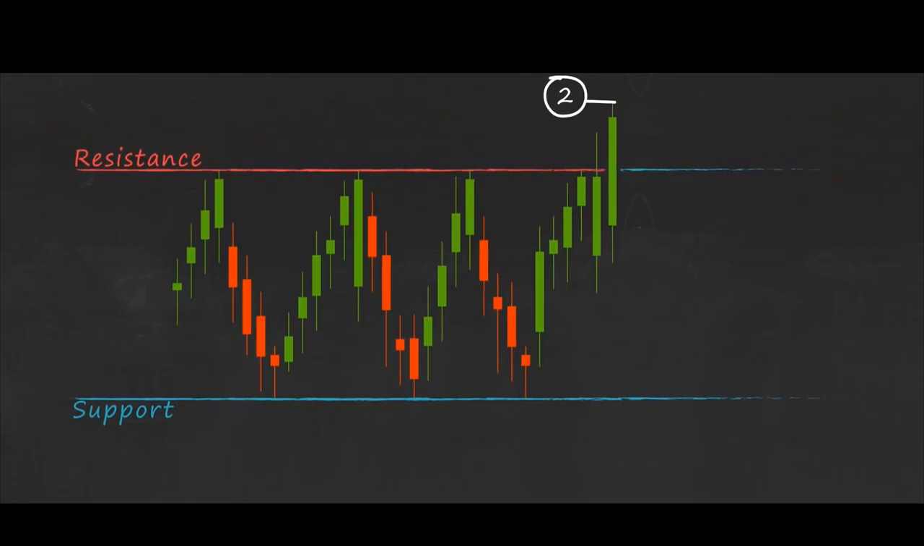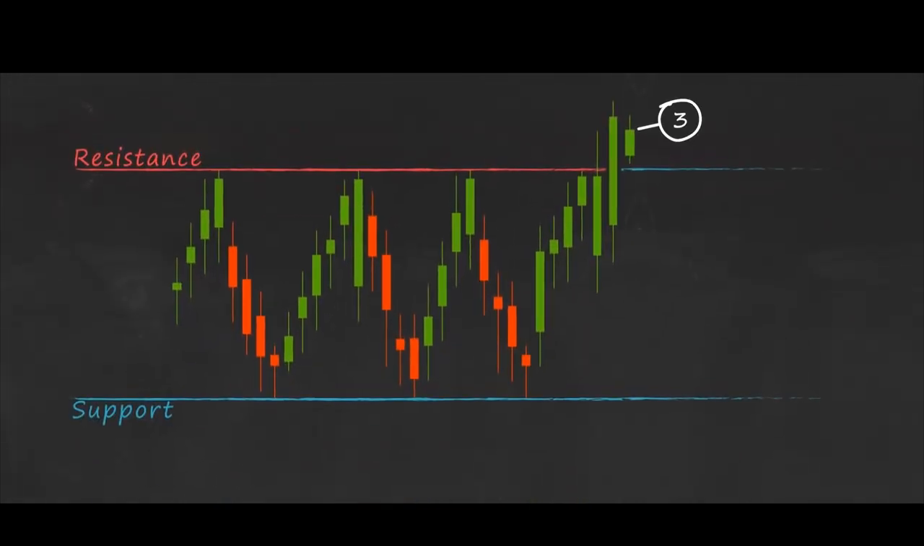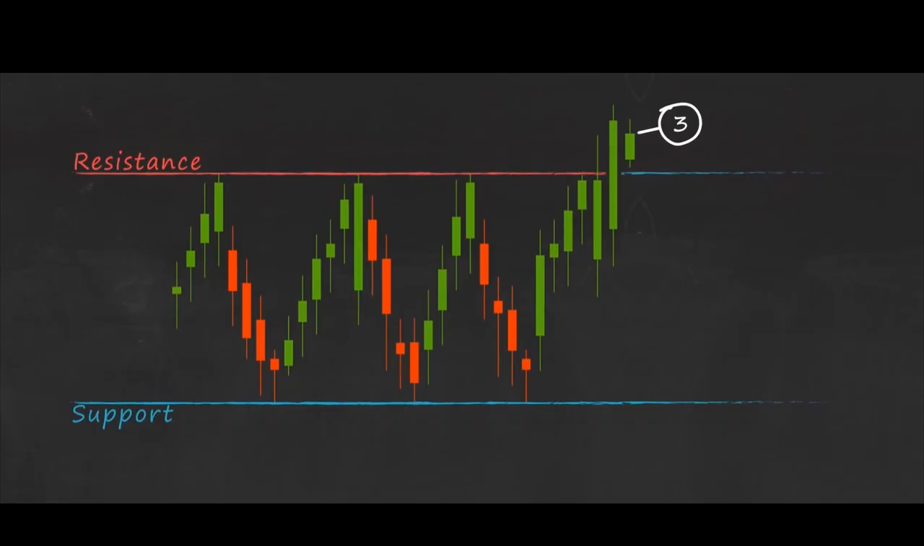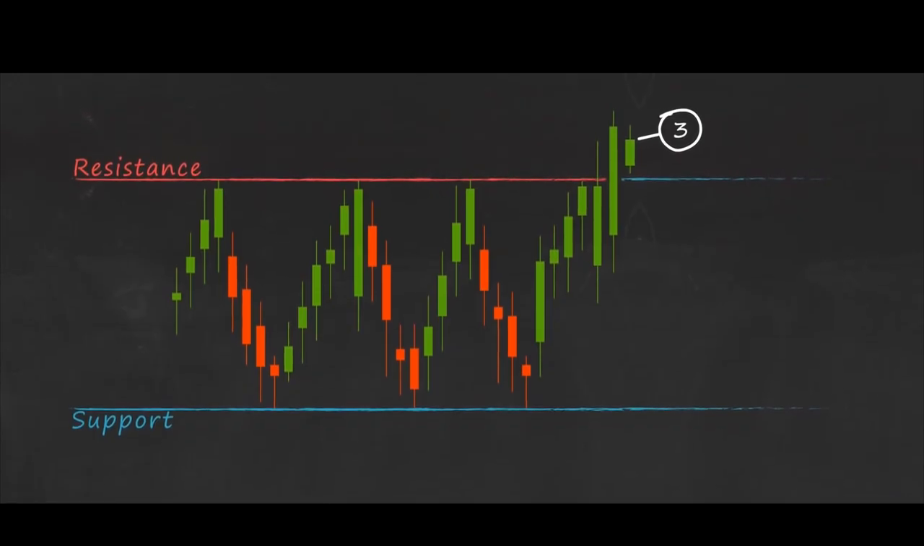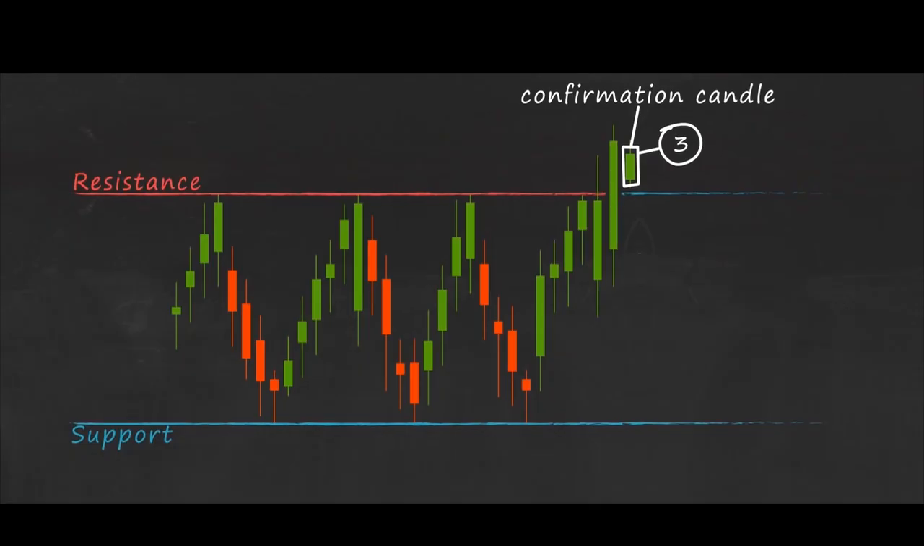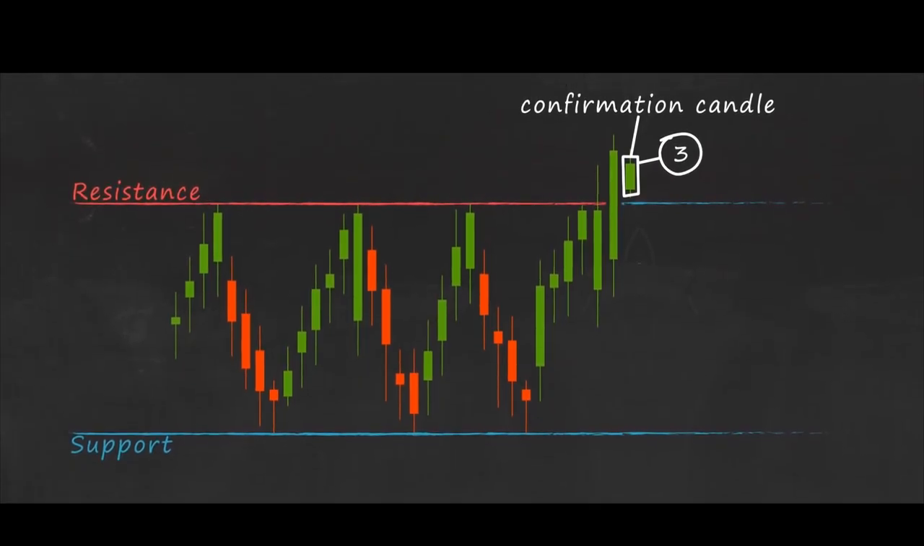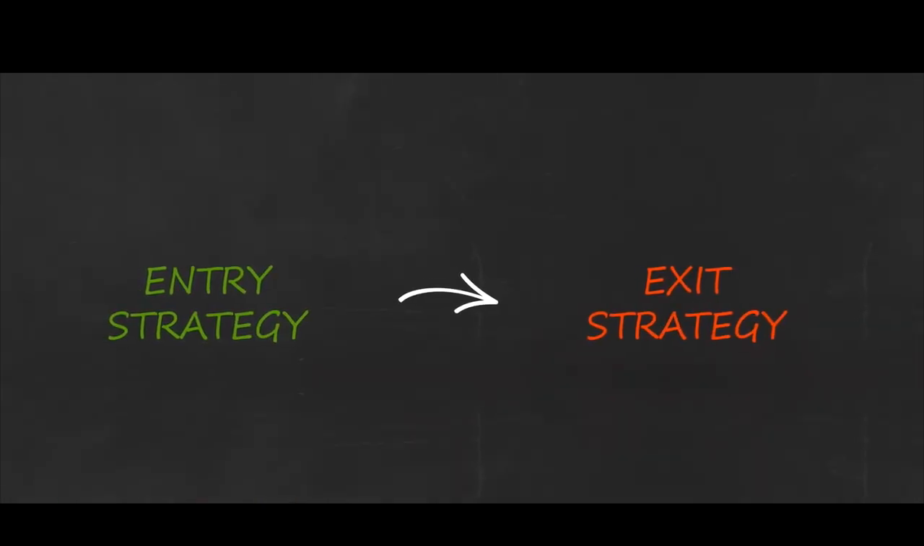The third entry type, and my favorite, is to wait for the candle on the time frame you selected to close above the range, reaching a new high, and in this way confirming the breakout. It's utterly important that you exercise patience in order to confirm the breakout. Having the candle close above the range is one of the strongest possible signals for a continued upward movement. Once you've determined your entry, you'll need to have your exit strategy in place.